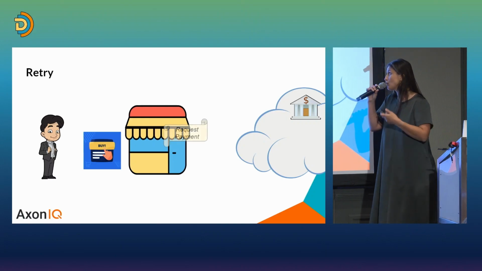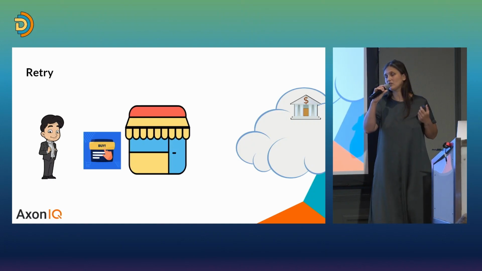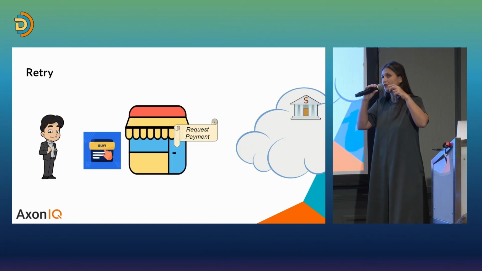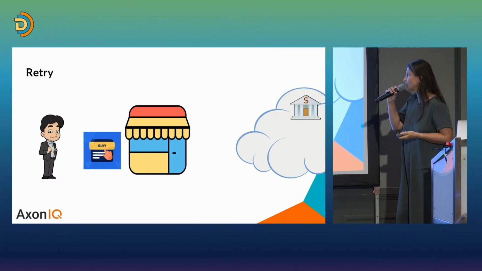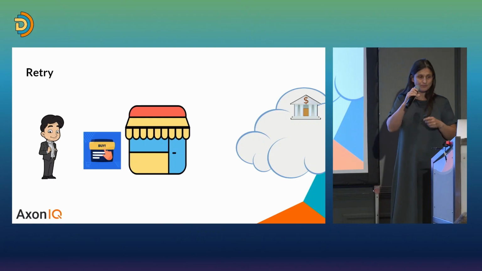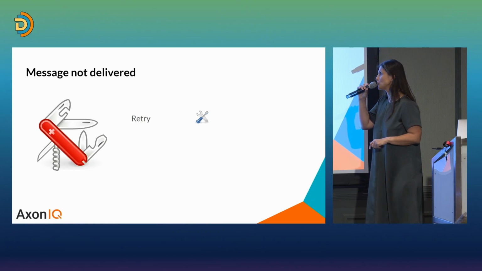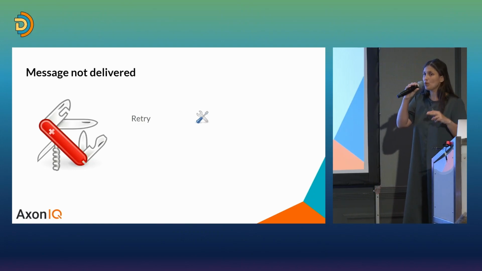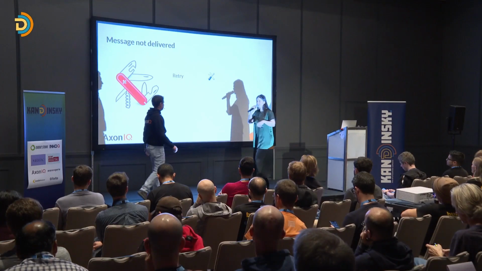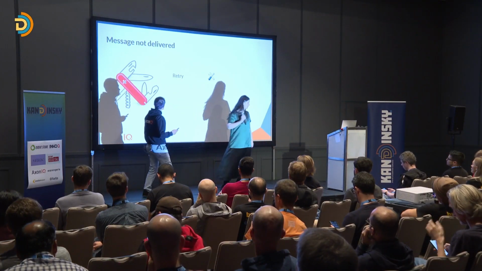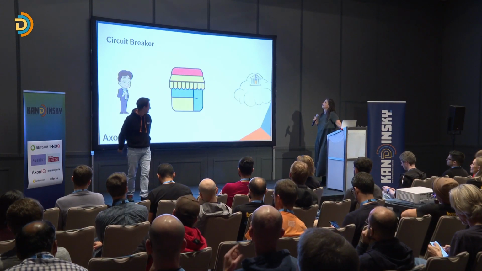So if the first component does not receive any confirmation back, or if it receives an explicit error, the infrastructure component should retry, sending multiple times the same command. This is a first purely technical solution. We identified the technical solution with this symbol, with which we can try to tackle this problem of message not delivered. Let's see now another solution.